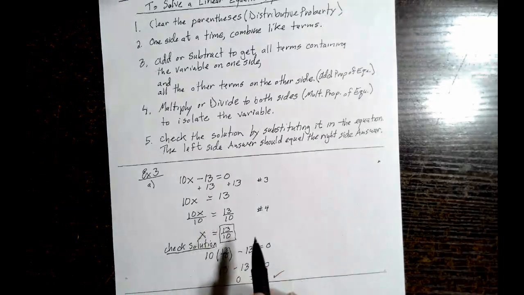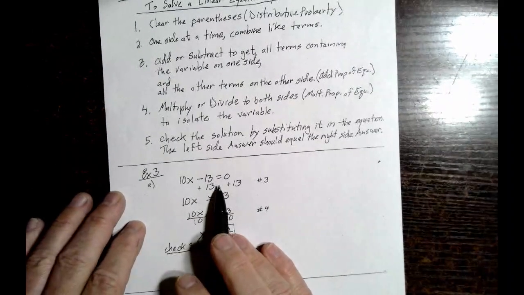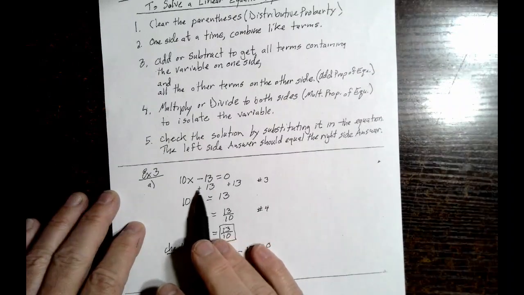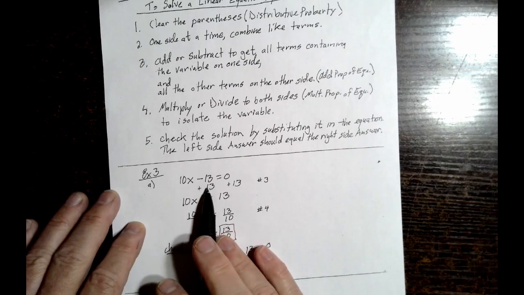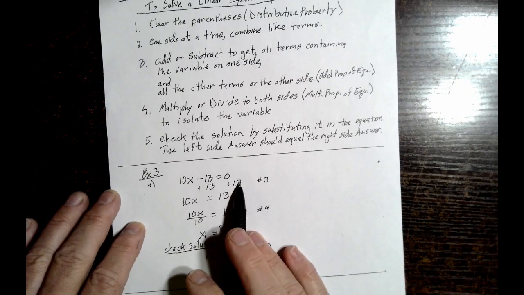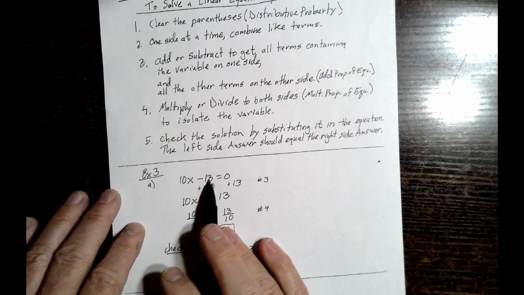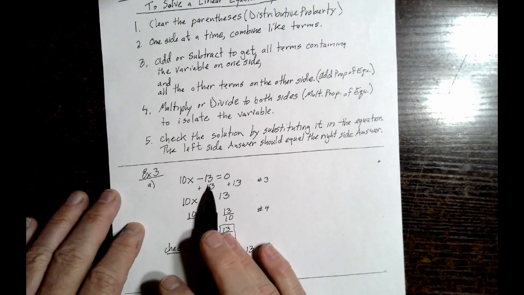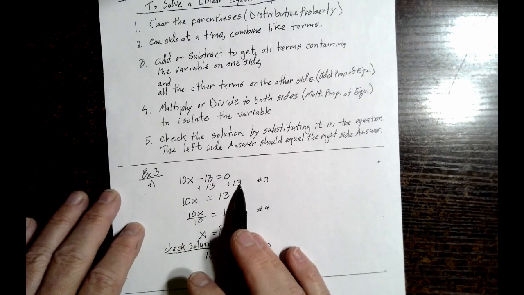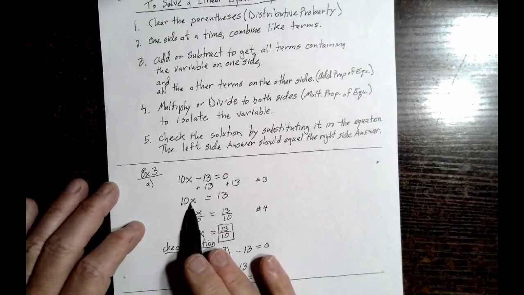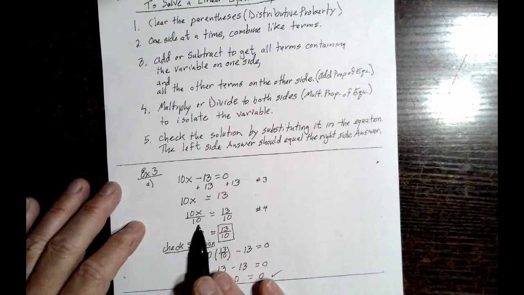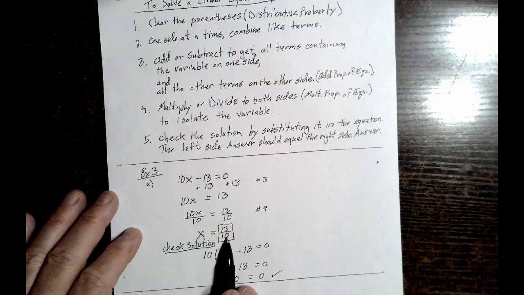Okay, so let's look at example 3. We got 10x minus 13 equals 0. So we want the variable on one side, constant on the other. So since they're both on the same side, we want to add 13. Remember, you did the opposite in order to move something. So if you add 13 on the left, you got to add 13 on the right. So now you got 10x equals 13. And then finally you have to break up multiplication by 10, so divide by 10 both sides, and there's your answer.